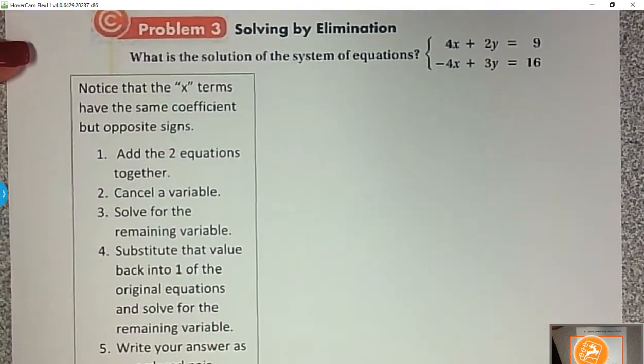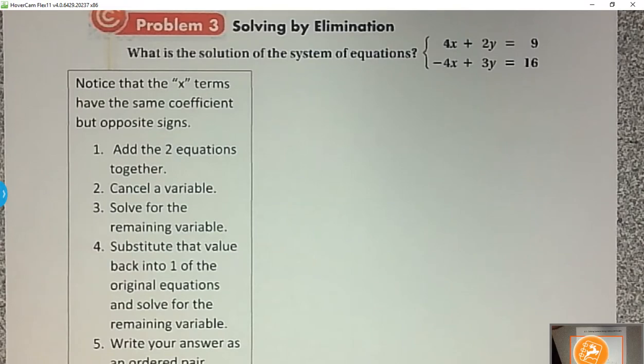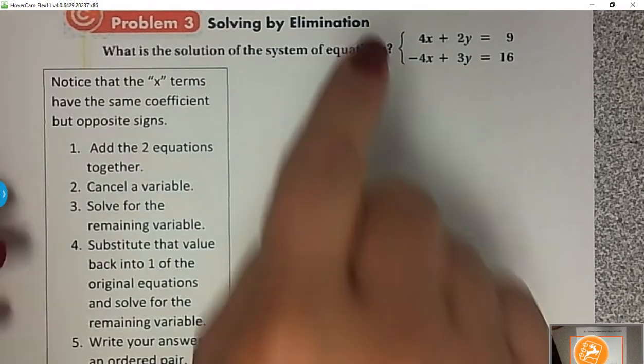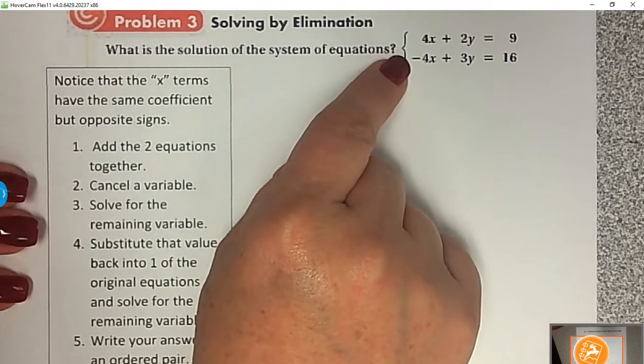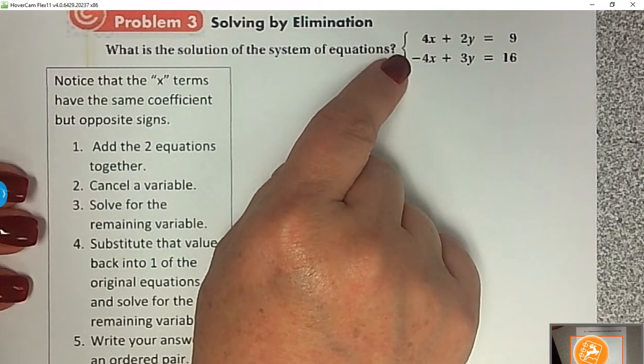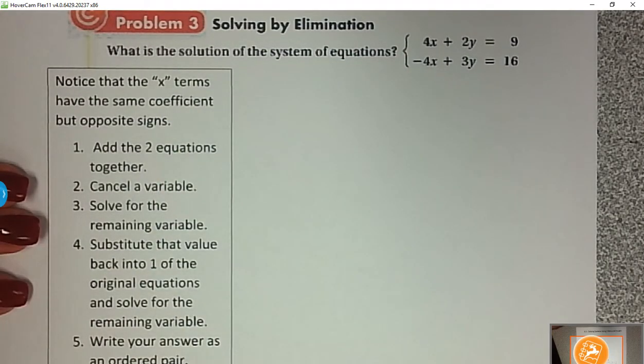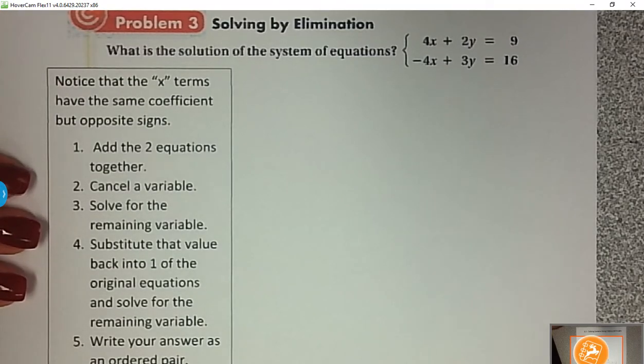All right, next we're going to take a look at solving by elimination. And that's exactly what it sounds like it is. You're going to eliminate a variable. And once again, I've got the steps typed out for you over here. And for this problem, I want you to notice that your x terms have the same coefficient, only one is positive and one is negative. That is always our goal when we're starting to work with these problems and working them by elimination. We always want that to happen. So it's nice that this one starts out that way.